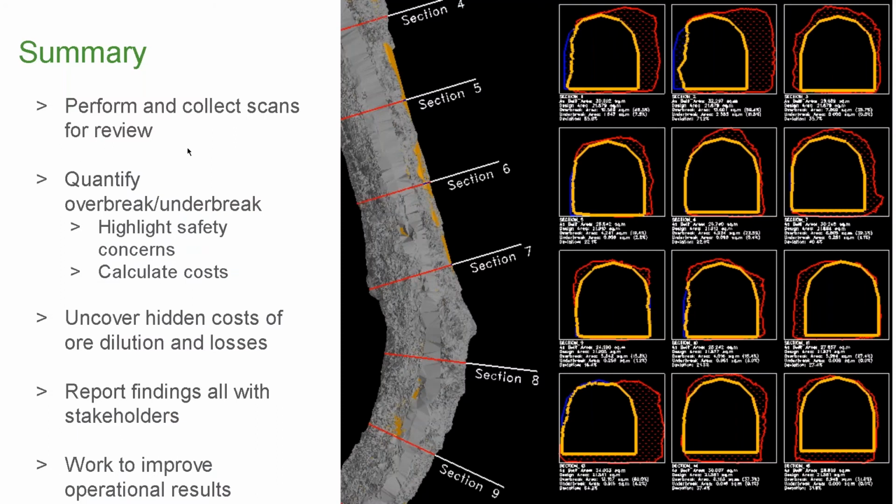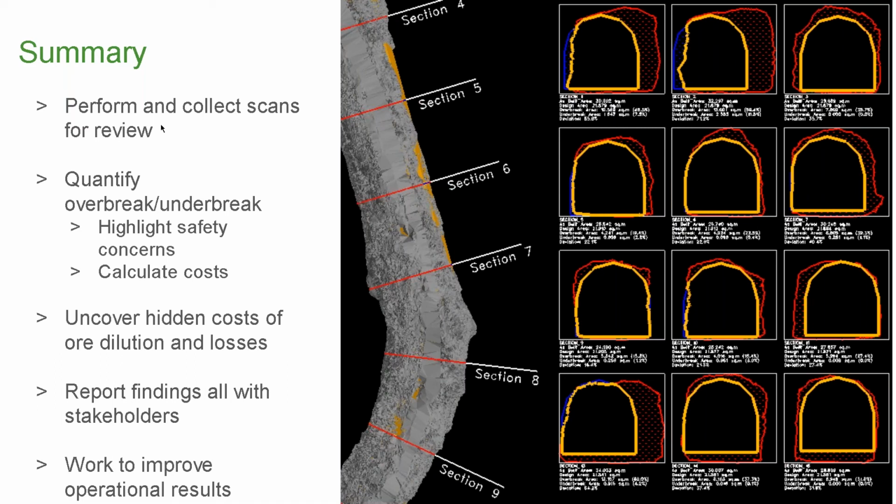So in summary, design conformance can only be understood if we collect the scan information as a baseline. This must be surveyed either with a drone, we can use LiDAR or laser scanners. The information is becoming more and more available at a lower cost. Without this information, we're really unable to quantify overbreak and underbreak or loss and dilution in a production area. By quantifying the overbreak and underbreak, we can highlight safety concerns, we can calculate costs, and this allows us to uncover hidden costs of ore loss and dilution in a production area.